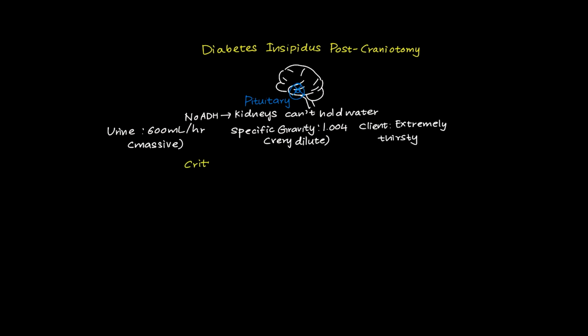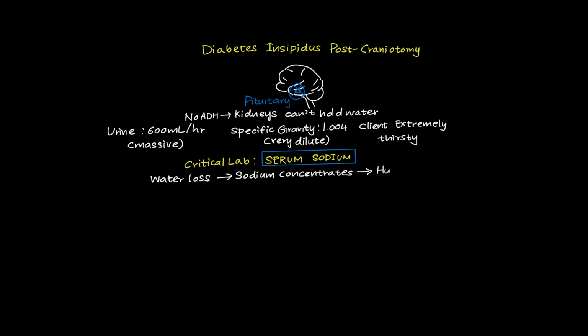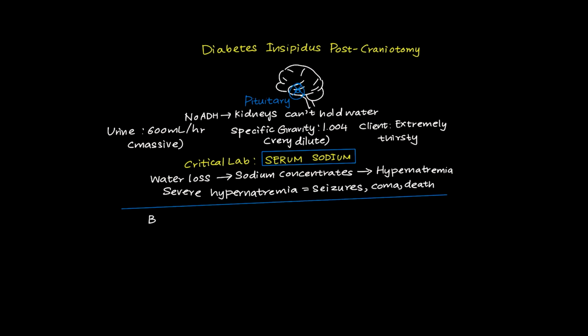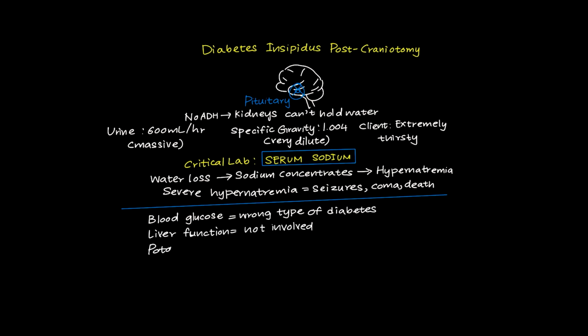The most critical lab to monitor is serum sodium. All that water loss concentrates the sodium in the blood, driving it up toward hyponatremia. Severely elevated sodium causes neurological damage, confusion, seizures, coma. Blood glucose? Despite the word diabetes in the name, diabetes insipidus has nothing to do with glucose metabolism. Liver function? No hepatic involvement here at all. Potassium? It matters generally, but sodium is the electrolyte being directly and dangerously affected by the massive water loss.